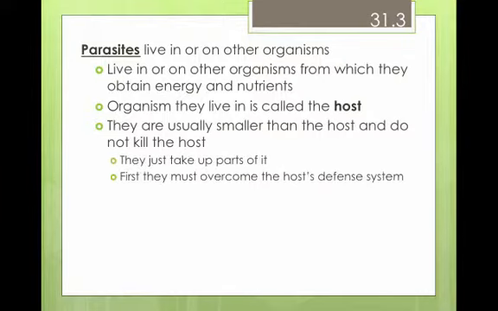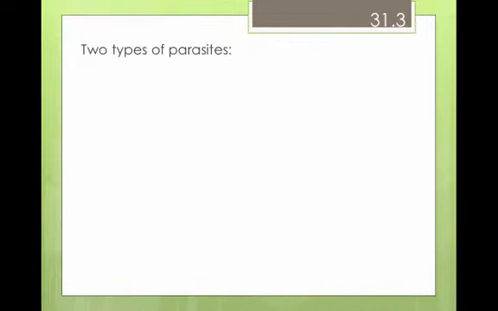First they must overcome the host defense system, which is one major thing for a parasite. To do that, they usually have complex life cycles, which can contain dormant stages and then awakening stages, in order to get through the defense system of an organism or be passed through organisms so that they can get to their intended organism.